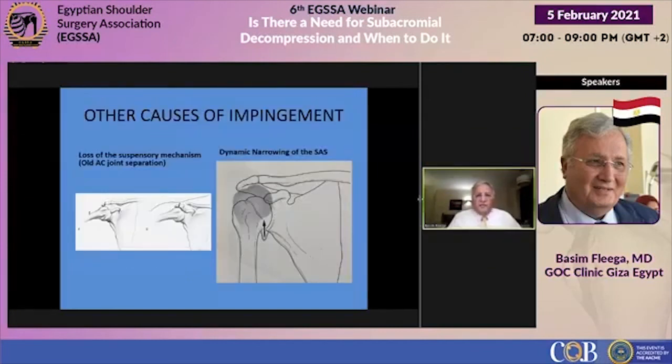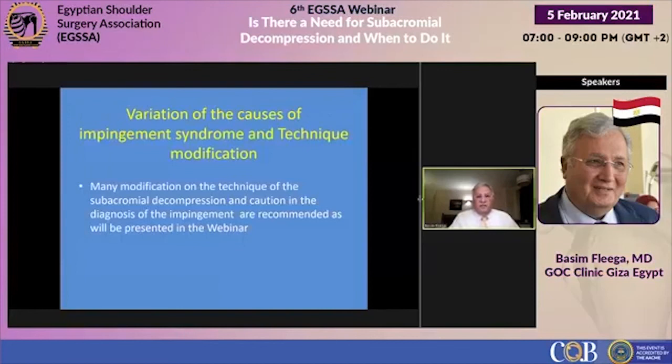Other causes of impingement were described, such as loss of the suspensory mechanism in case of dislocation of the AC joint, or a dynamic narrowing of the subacromial space. Variation of the cause of impingement syndrome and technique modification of the subacromial decompression is very important, and caution in the diagnosis of impingement is recommended, as we will be seeing in this webinar.